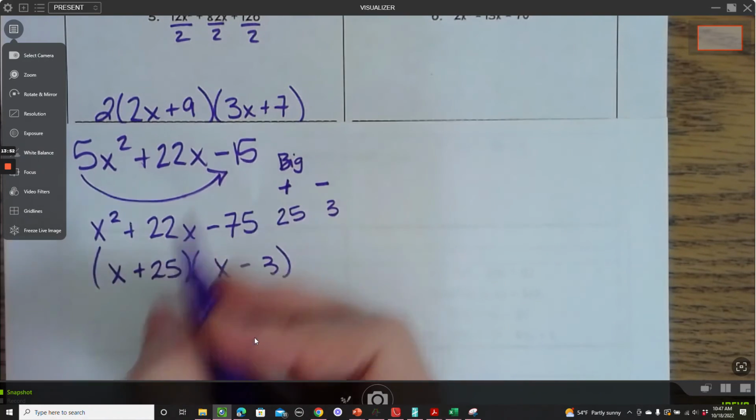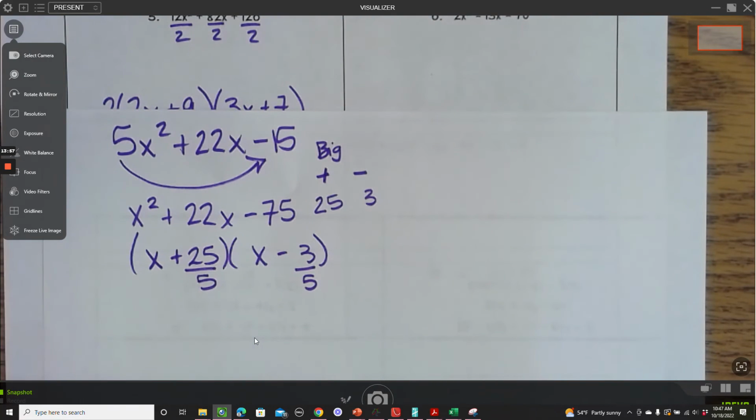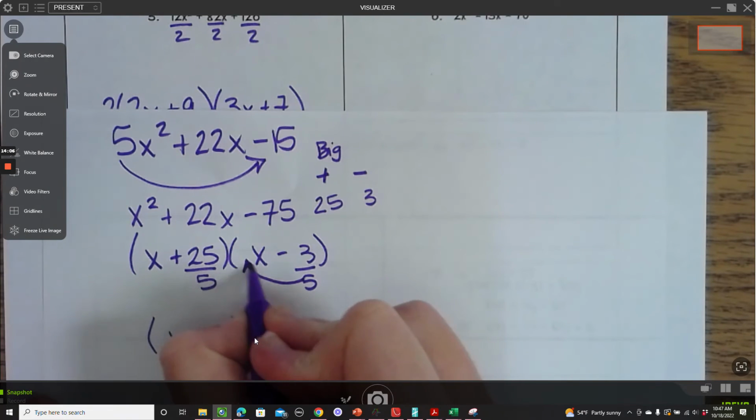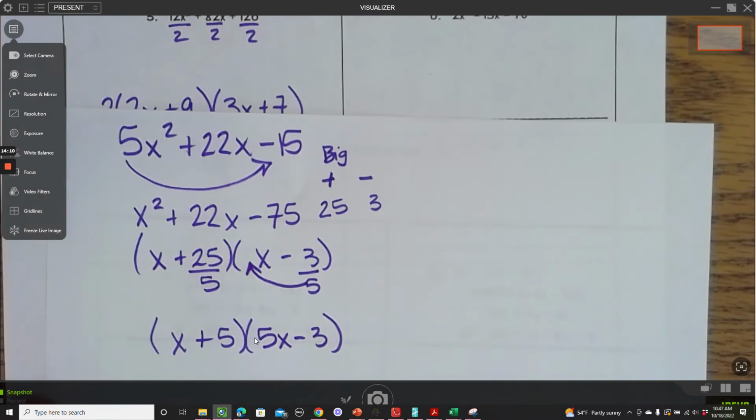I slipped a 5. So that's the step not to forget. 25 over 5 simplifies to a 5. 3 over 5 does not simplify. Slide the denominator back up. And that's all she wrote.